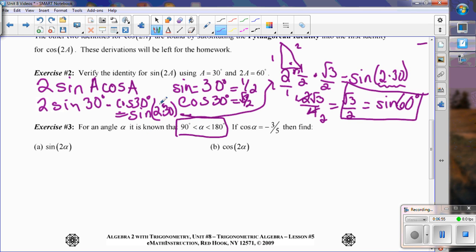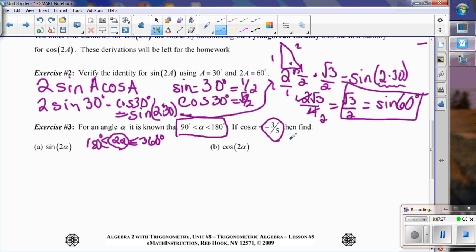If alpha is in quadrant 2, and I'm going to double it to make 2 alpha, that means we double this. We double the 180, we get 360. If we double the 90, we get 180. So our double angle is in both quadrants 3 and 4. Now, we also get told that the cosine of alpha is -3/5.